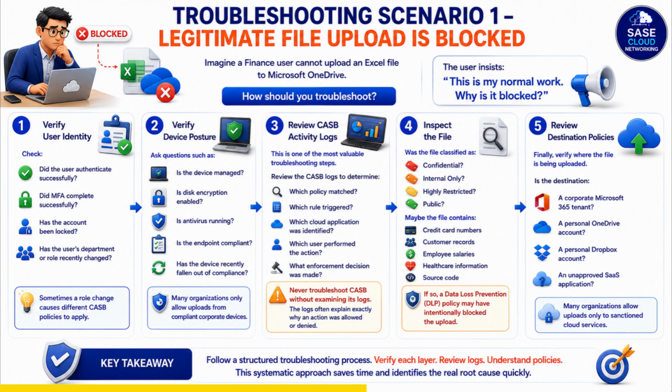Troubleshooting scenario 1. Legitimate file upload is blocked. Imagine a finance user cannot upload an Excel file to Microsoft OneDrive. The user insists, "This is my normal work. Why is it blocked?" How should you troubleshoot? Step 1. Verify user identity. Check: did the user authenticate successfully? Did MFA complete successfully? Has the account been locked? Has the user's department or role recently changed? Sometimes a role change causes different CASB policies to apply.